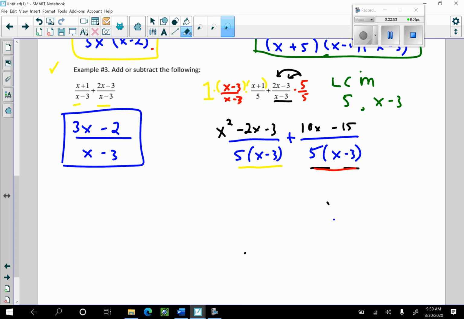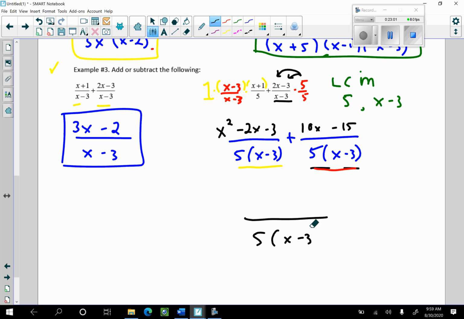Okay. So now what's my denominator? My denominator is going to be 5 times x minus 3. I'm going to leave him be. And I'm going to add all the like terms on the top. I only have an x squared. I have a negative 2x plus 10x is plus 8x. And I have negative 3 minus 15 is negative 18. And that's the sum of these two fractions. If I add these two fractions right here, what do I get? I get this dude right here.